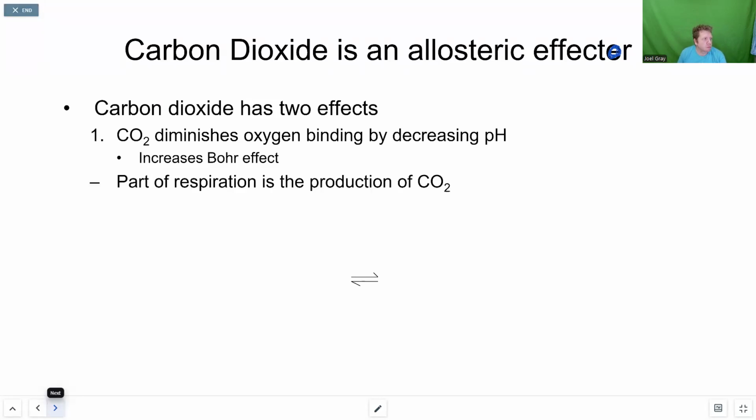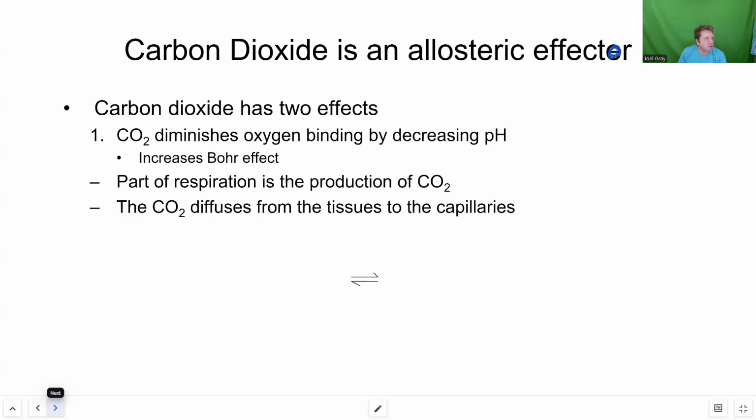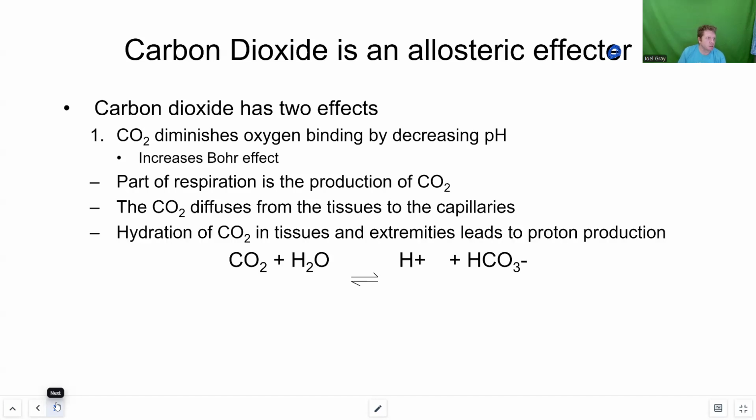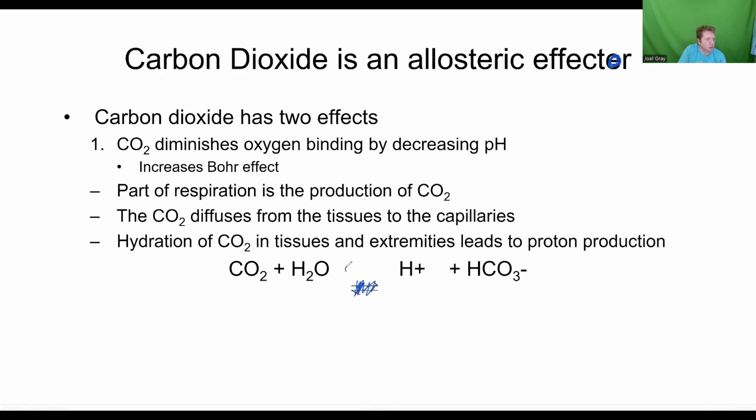Now, this part of respiration is a part of the production of carbon dioxide. So when you're breaking sugars and fats and everything down, you're generating CO2. And so you need to expel that. You need to get that out of your cells and out of your lungs. Now, the CO2 diffuses from the tissues to the capillaries. The hydration of CO2 in tissues and extremities leads to proton production. So CO2 plus H2O is going to yield a singular proton and HCO3.